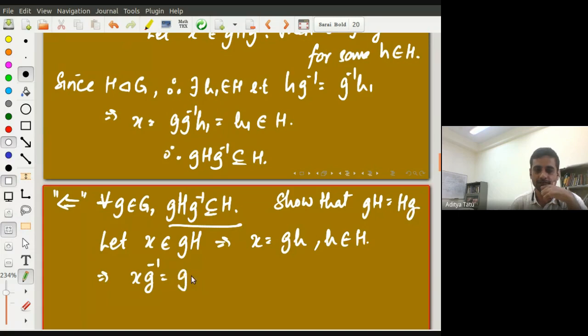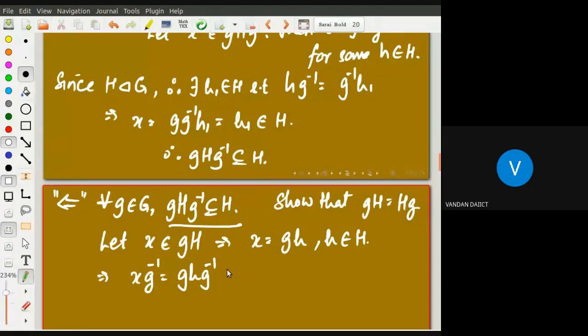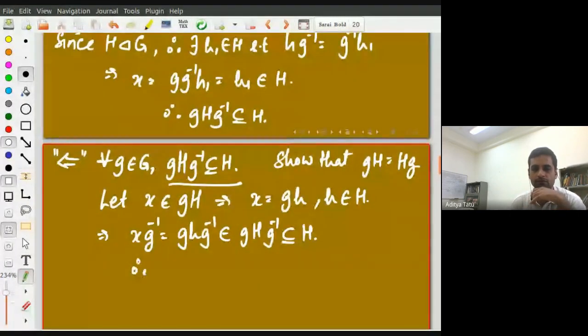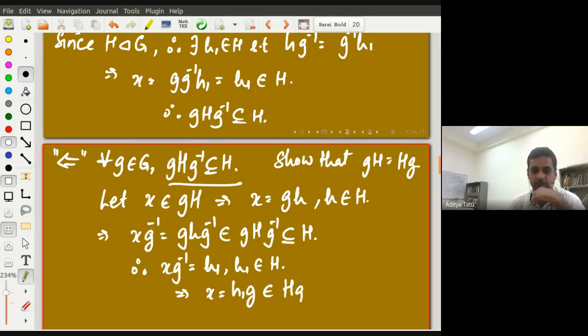What will this be? This GHG inverse, what can we say about this element? GHG inverse belongs to H, by definition, which is given to be a subset of H. Therefore, XG inverse is equal to some H1, which is an element in H, which implies X is equal to H1G, which is an element of the right quotient.